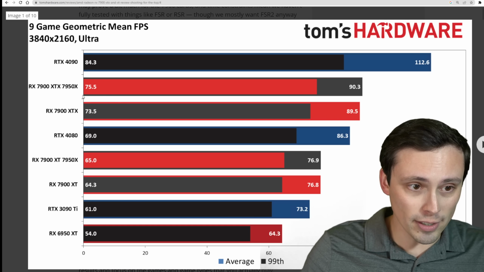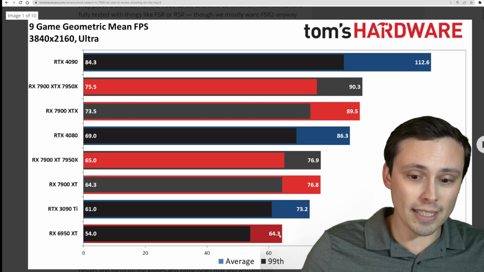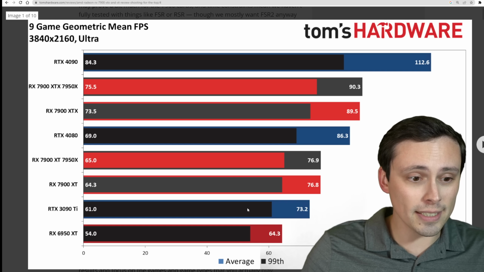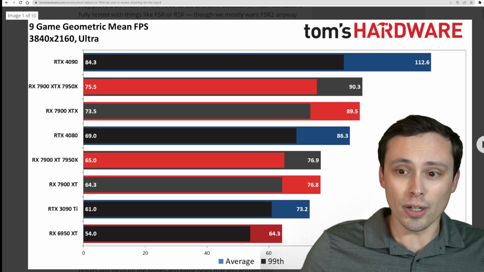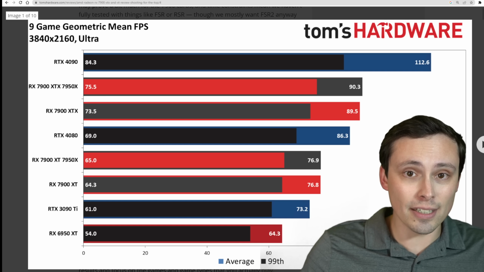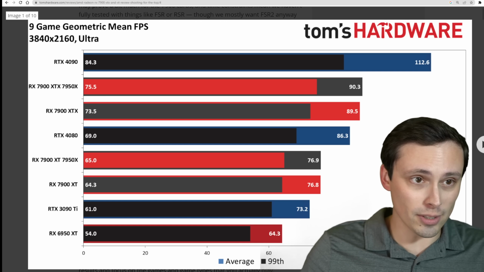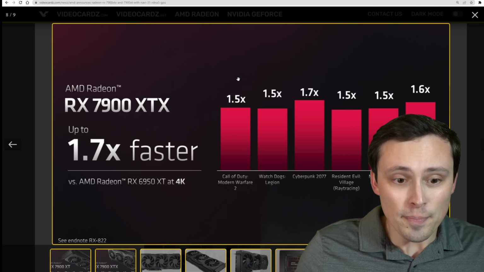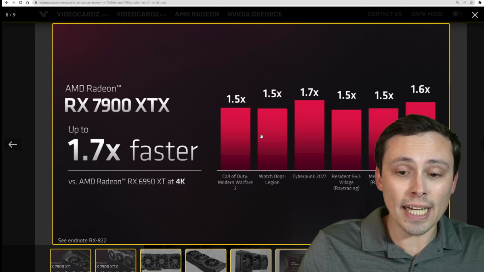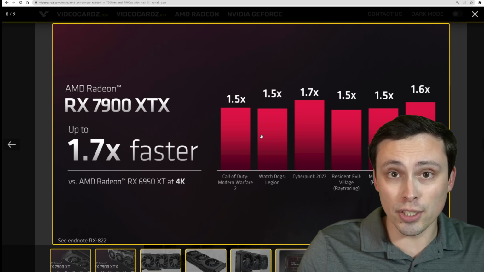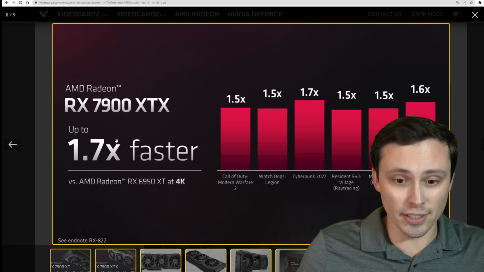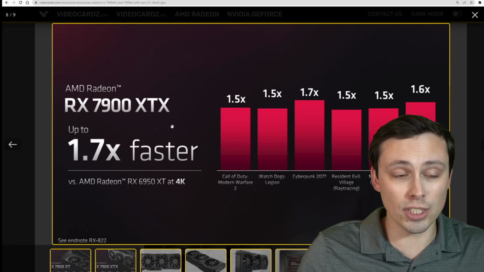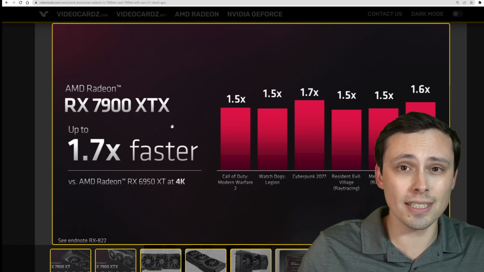Like if we look at Tom's Hardware, we're seeing 90 frames per second versus 64.3 frames per second. Again, not a 50 to 70% lead from one to the other, although it is a significant lead. We're seeing other similar results from other reviewers. The point is, I think people would have had a different reaction to this launch had we not seen 1.7 prominently featured for the performance versus the 6950 XT at 4K. Now, granted, it does depend on which game you test, and it's not that there aren't games where it does see this kind of a gain.